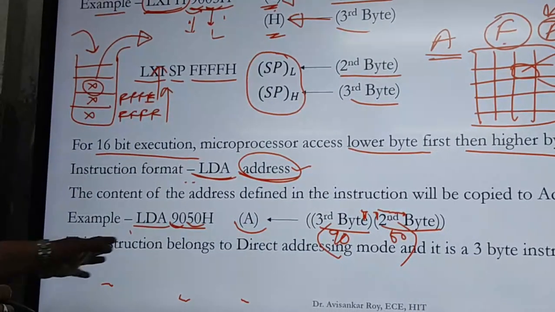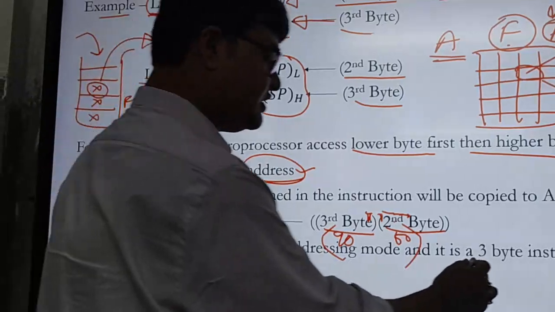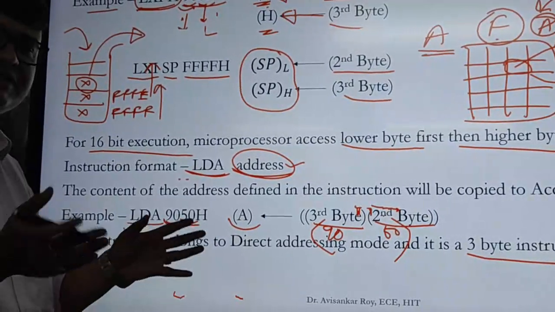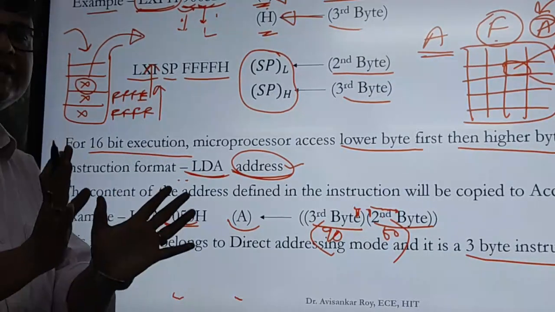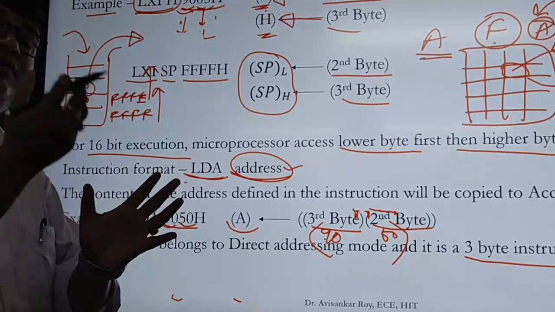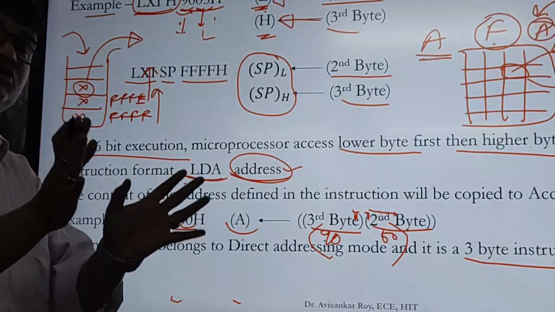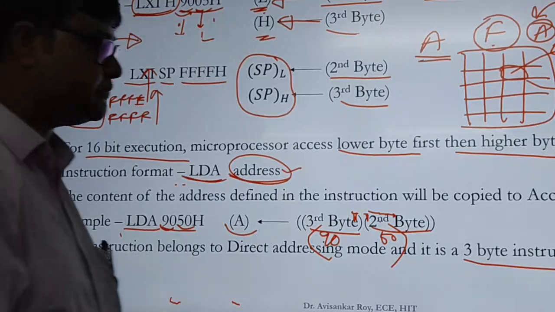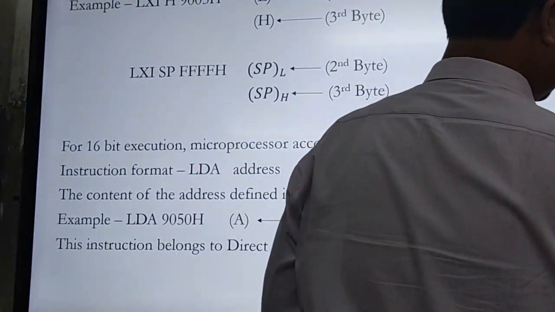So this instruction belongs to the direct addressing mode and is a 3-byte instruction, because 3 bytes are required to represent the complete instruction. The address from where you can get the data is written directly in the instruction. That is why it is called the direct addressing mode. Very simple. So next.